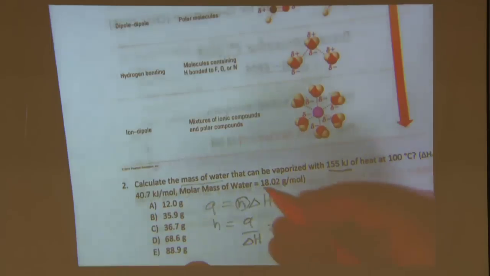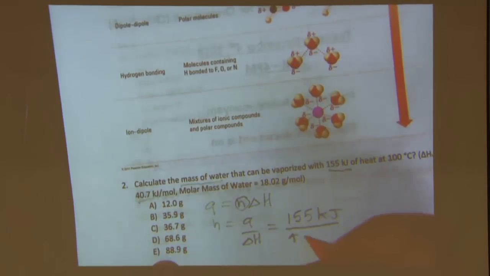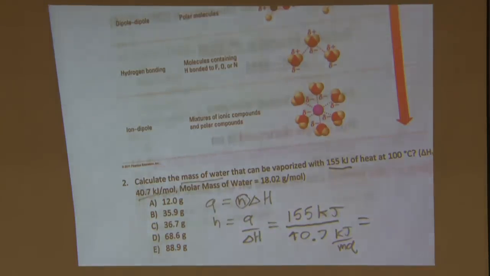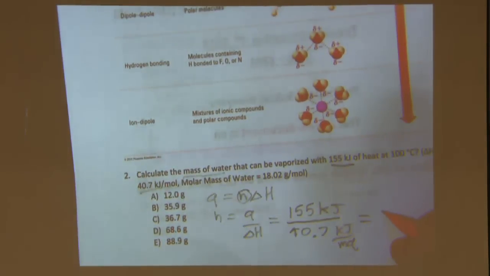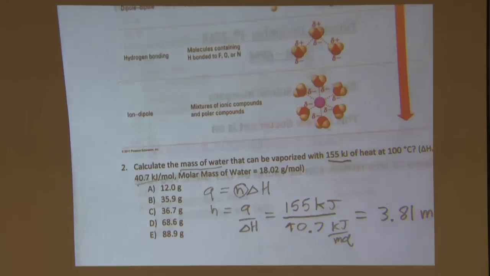And ΔH was 40.7 kilojoules per mole. And when I solve that out, I'm going to get here 3.81 moles. Okay, and remember I'm trying to get the mass of water. Right now I have the moles of water. How do I go from moles to mass?